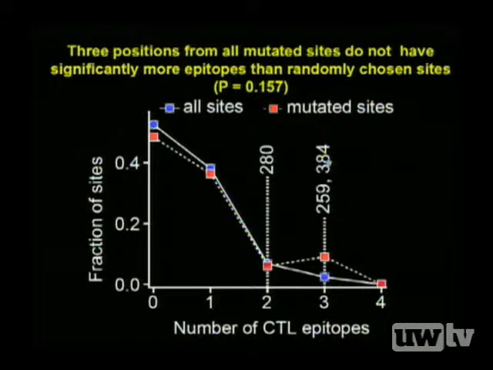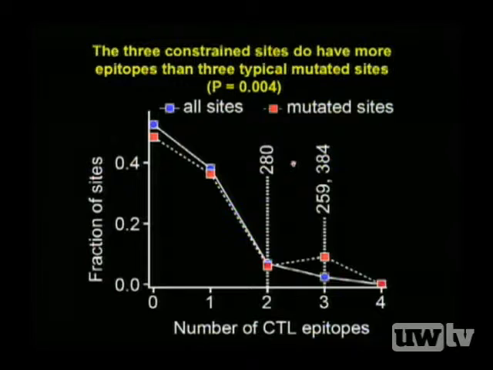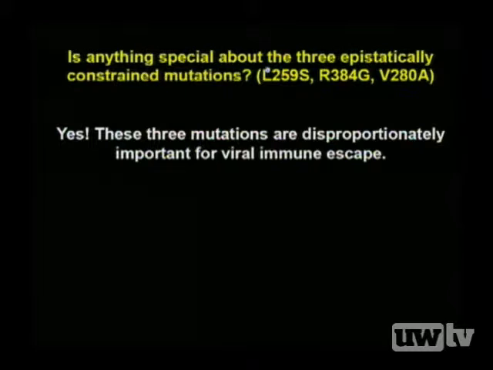And if you look at those mutations, you can see that they are in sites which do have lots of CD8 T cell epitopes. And in fact, if you do a statistical test, you see that these three mutations occur in sites which are statistically significantly enriched in CD8 T cell epitopes relative to all of the mutated sites from this time frame or all of the sites altogether. So we can now say, yes, there is something special about these epistatically constrained mutations. They appear to be disproportionately important for viral immune escape.